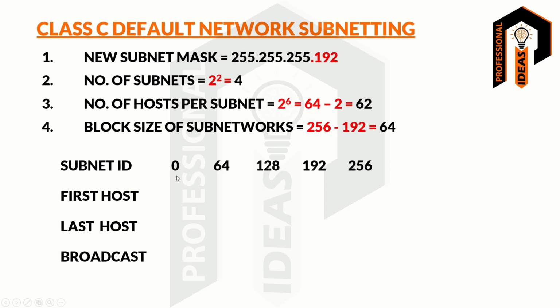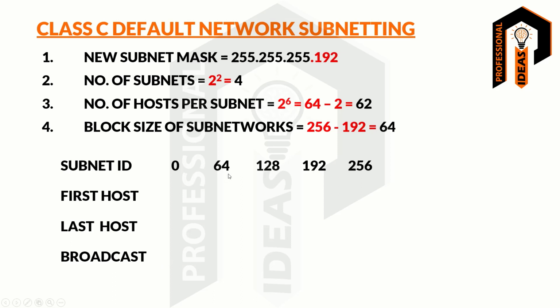As a result, we have got 4 subnetworks: 200.100.50.0/26, 200.100.50.64/26, 200.100.50.128/26, and 200.100.50.192/26. Now let's find the broadcast address of each subnetwork.